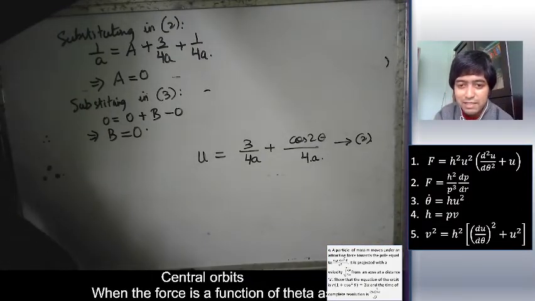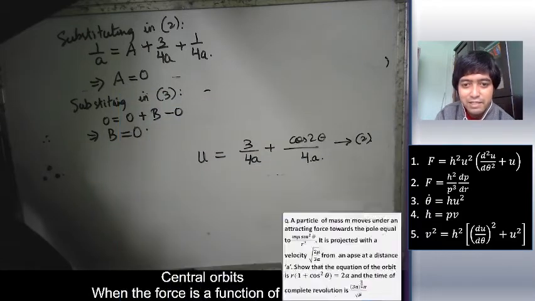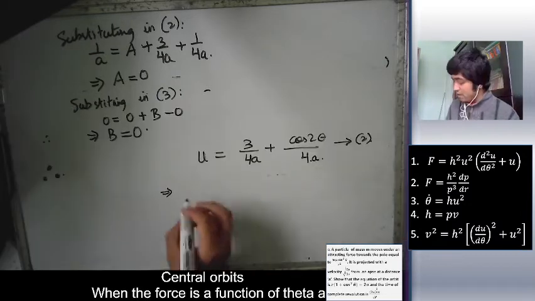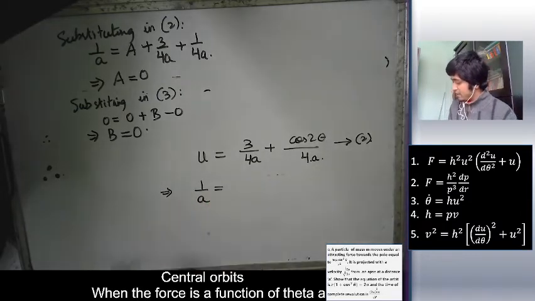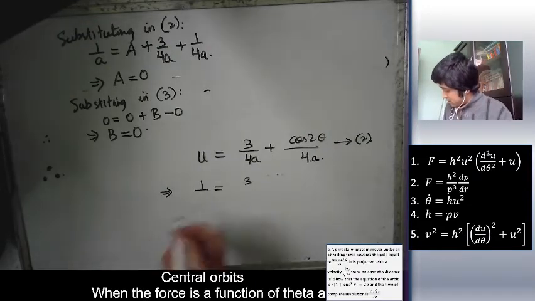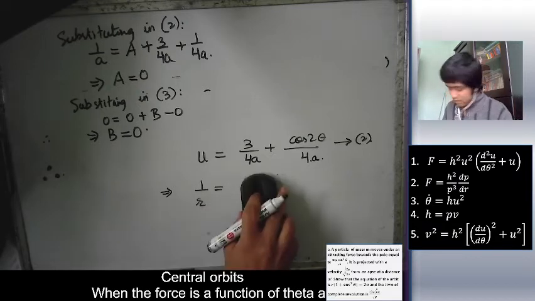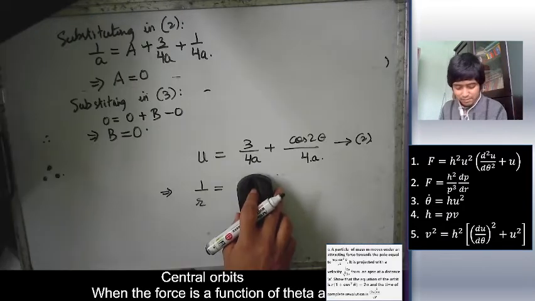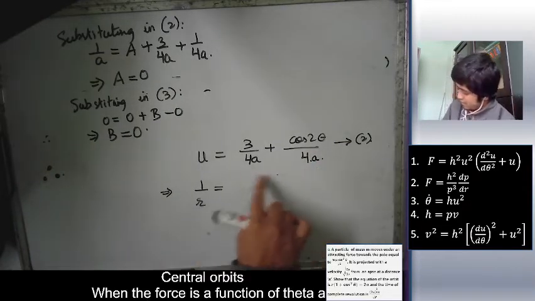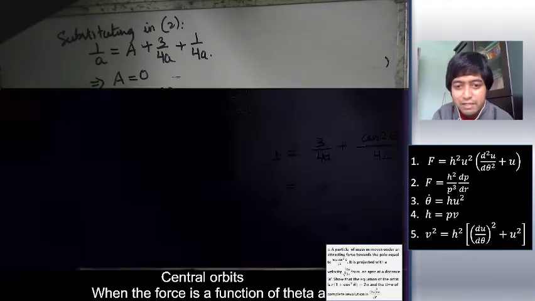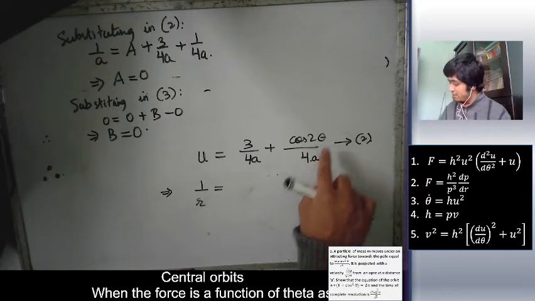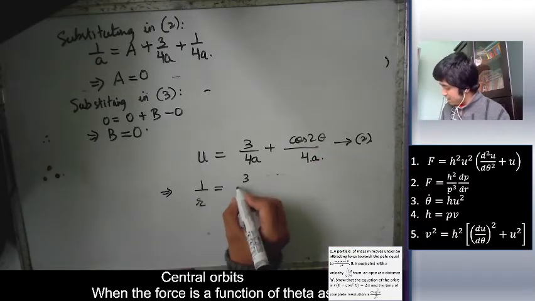But let us see the question. We need to convert it into r. So 1 by a, 1 by r. Just let me do the calculations properly. Over here, we need to convert it into cos square. So cos 2 theta, we need to convert it into cos square. So keep that in mind.